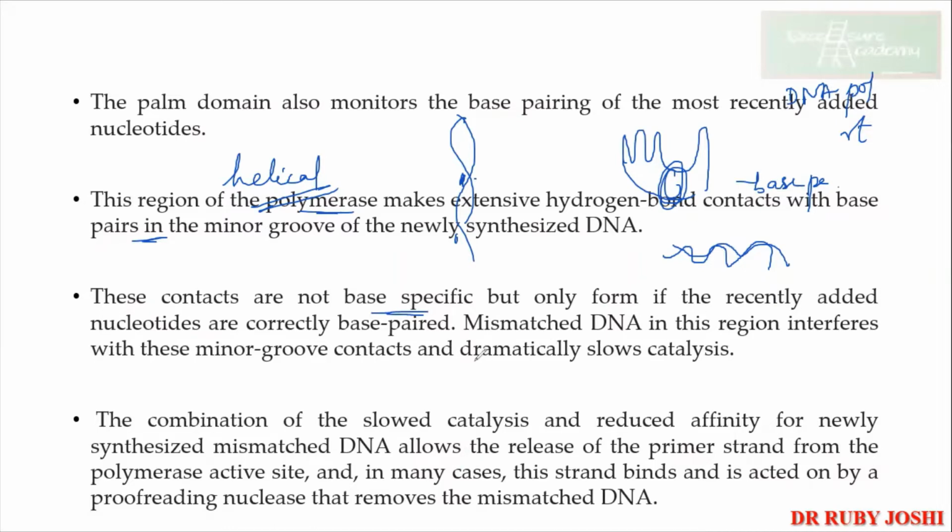Now how it is going to slow down the activity, as I mentioned before, अगर आपने ध्यान दिया हो, so we have got it like this, and उसमें अगर आपका mismatch आ गया है, so it will look like this, एक bend आ जाएगा. So this is going to interfere with the movement of the DNA polymerase ahead, and this will slow down the activity of your DNA polymerase. Okay. The combination of this slowed catalysis and reduced affinity for newly synthesized mismatched DNA will allow the release of the primer strand from the polymerase active site. अब क्या होगा? So finally, the primer will get detached from the template and your DNA replication will stop there. क्यों? क्योंकि वहां पे अभी हमें repair करना है because there was a mismatch detected.